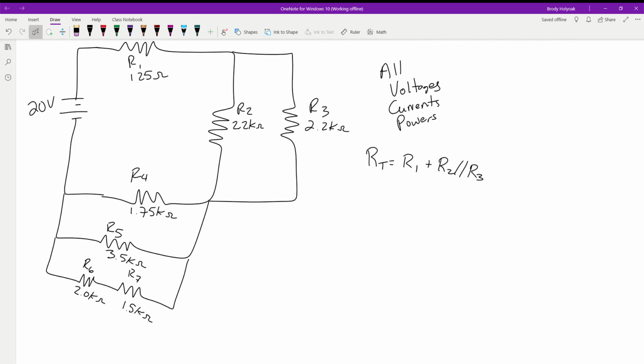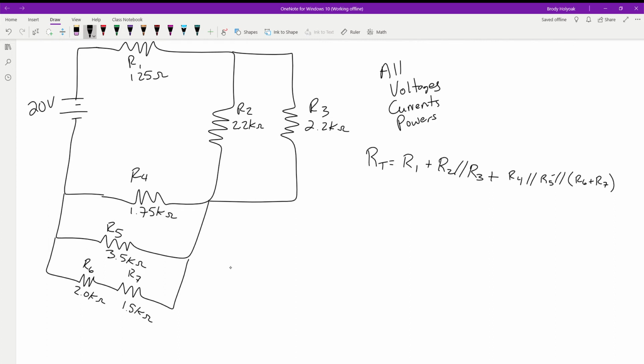connection point, we're going to add together R4 in parallel with R5 in parallel with R6 in series with R7. So longhand, that's what our formula is going to look like to solve for our R total. Now we'll go through and we'll solve each of these individually.